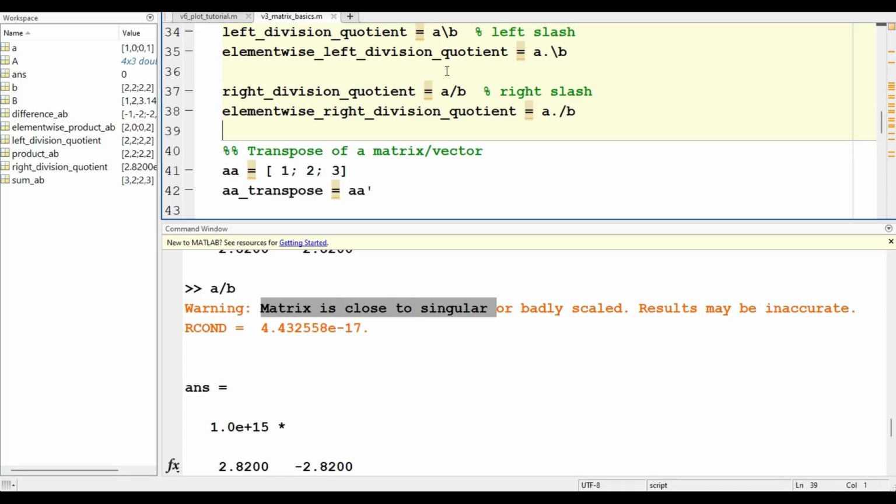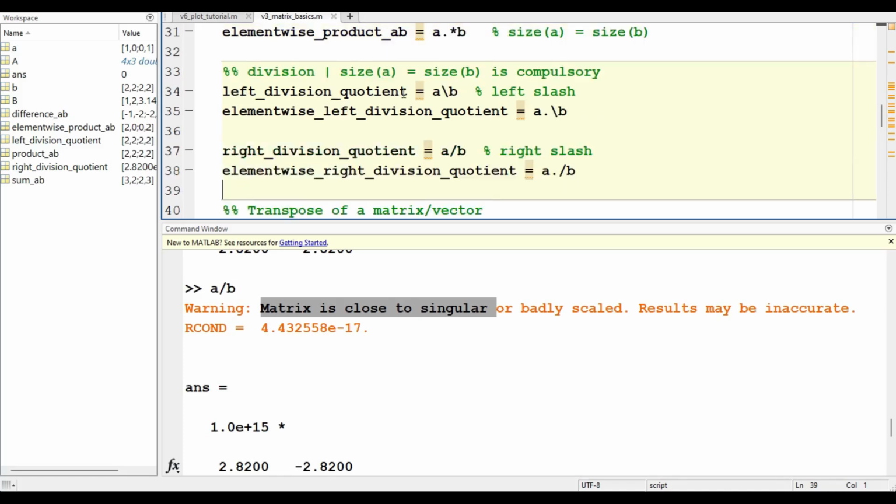We simply see that the left division can be done as this and the right division can be done as this. This is done when we are trying to solve A inverse multiplied by B, and this is done when we are solving A multiplied by B inverse.